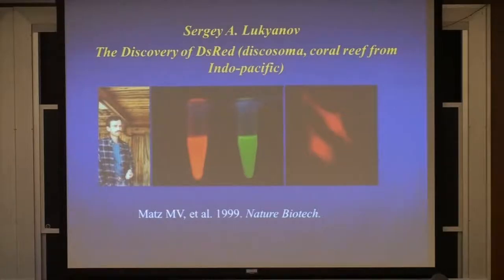But this DsRed has some problems because it will artificially aggregate. Four copies of DsRed will stick together. So this may cause some problems, right? Because if you introduce the DsRed gene into a target molecule, four copies of the target molecule will be artificially aggregated, which may perturb the function of the target molecule, right?